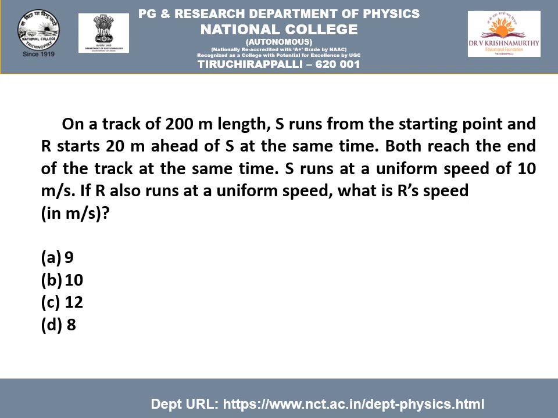This is a track running problem again. On a track of 200 meters length, S runs from the starting point and R starts 20 meters ahead of S at the same time. Both reach the end of the track at the same time. S runs at a uniform speed of 10 meters per second. If R also runs at a uniform speed, what is R's speed?